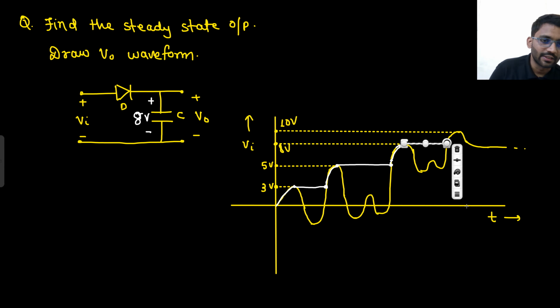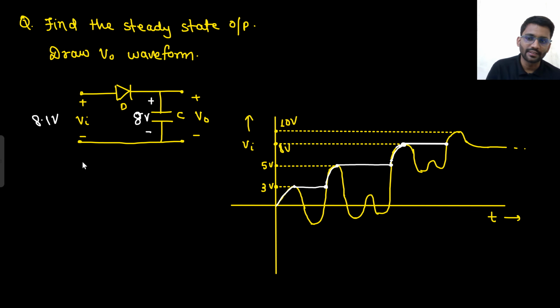It will retain its voltage till 8 volt. Now on the next moment, what will happen? This is 8 volt. On the next moment, this is 8.1 volt. So here 8.1 at this point. Here 8.1 and here 8. That means the diode will again turn on and again follow the input.